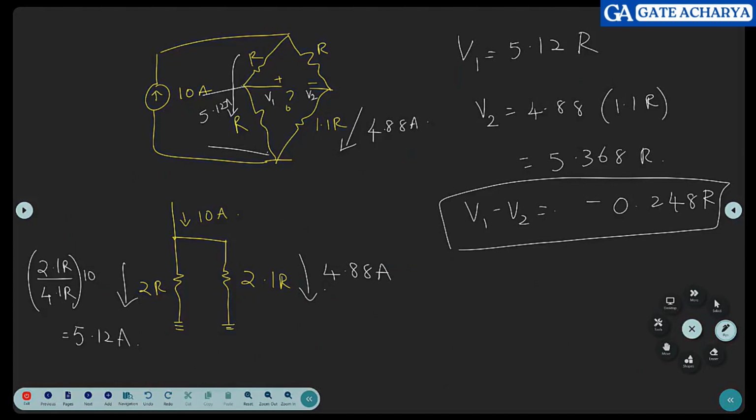Whatever current goes through this, the same current has to go through this. But when it comes to junctions, currents will divide. About voltage, voltage across the junctions is the same, but when it comes to series, voltages will divide.